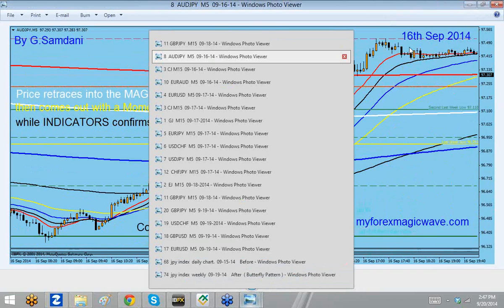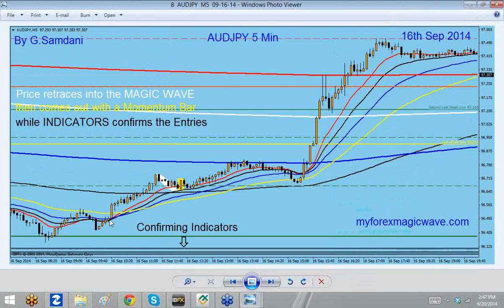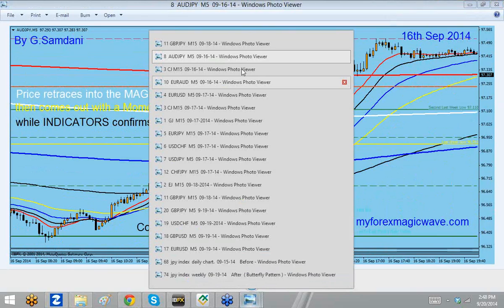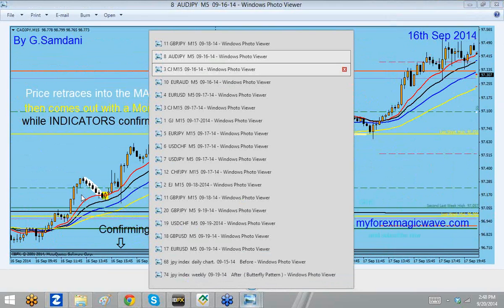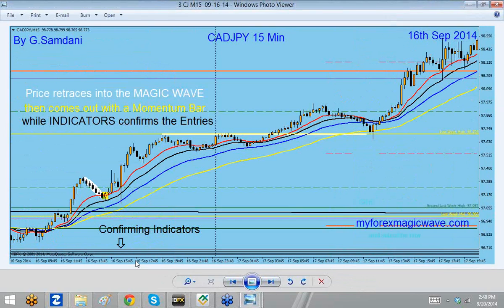Okay, this is Monday, Tuesday, Aussie yen. You can see, this is the support actually. The price comes and hits the support and then bounces, and in bouncing, it gives you the setup. One setup is here, the other one is here, and it goes. Okay, this is how it works. On the 16th, CAD yen. Again, look how nice the setup is. Beautiful, easy.